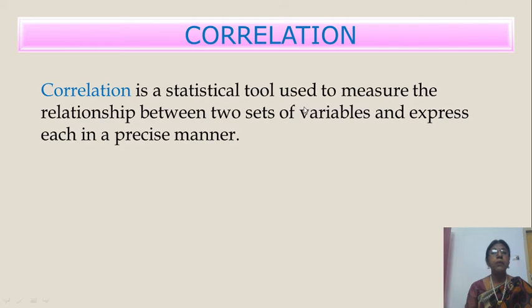Two sets of variables. Minimum we need two sets, because we mentioned relationship here. So to measure the relationship, minimum we need two sets of variables. Usually we take it as X set and Y set. Minimum two sets we need here. So correlation is the measure of relationship between two sets of variables.